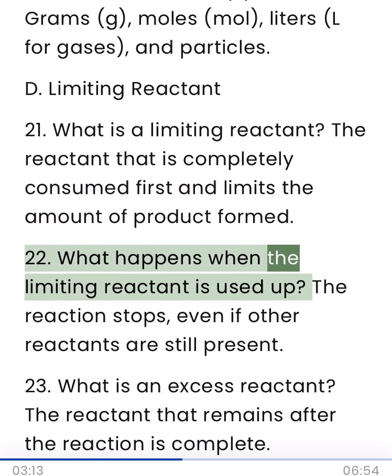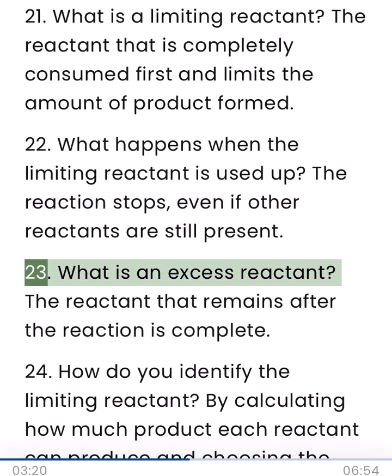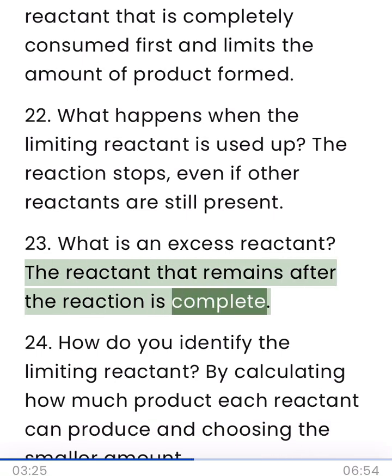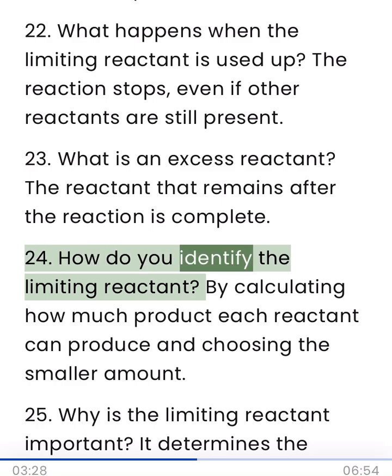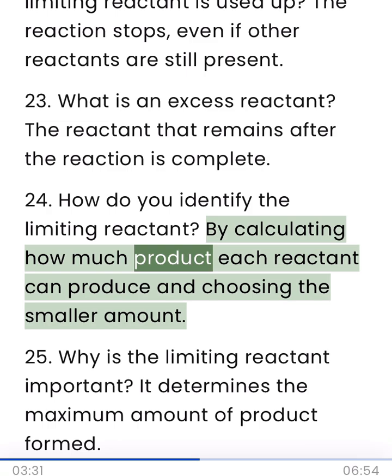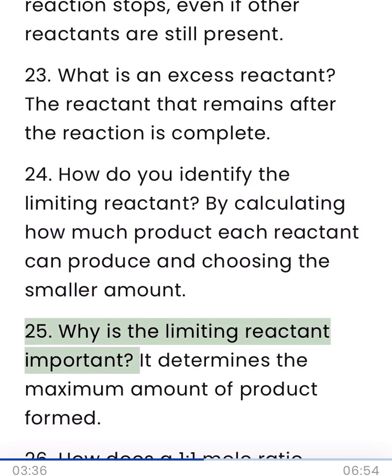22. What happens when the limiting reactant is used up? The reaction stops, even if other reactants are still present. 23. What is an excess reactant? The reactant that remains after the reaction is complete. 24. How do you identify the limiting reactant? By calculating how much product each reactant can produce and choosing the smaller amount.